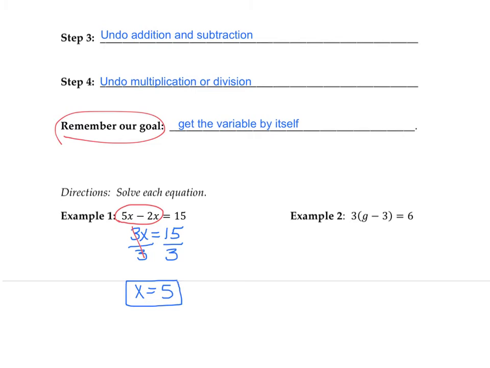And remember, you can always check your work by substituting into the problem. If you plug in 5 for your x value, 5 times 5 is 25. And then again, 5 for your x, 2 times 5 is 10.